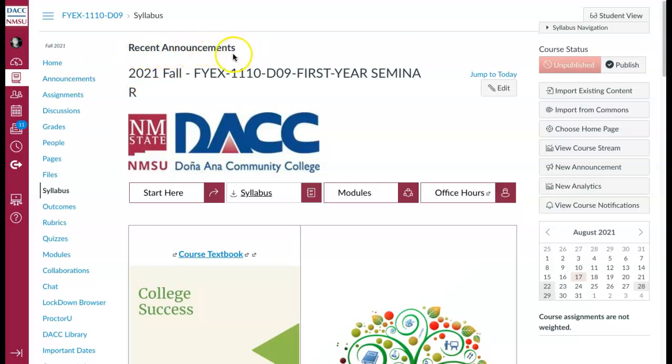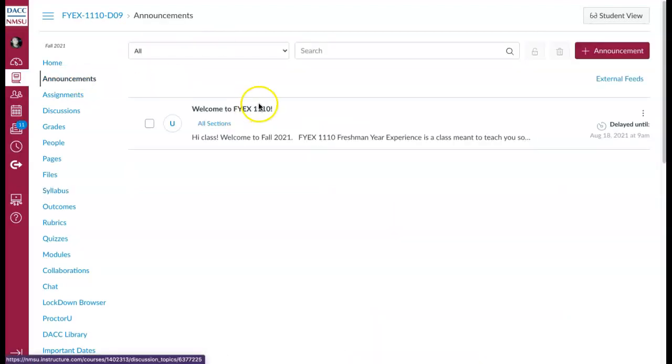One of the final things I wanted to mention is that if you look right here, it says recent announcements. During a typical week, the announcement will be posted here. So on Mondays, I post an announcement providing a brief overview of the week. So you could typically see it here. However, I haven't posted anything, so that's why it's not showing up. But this is what it looks like.